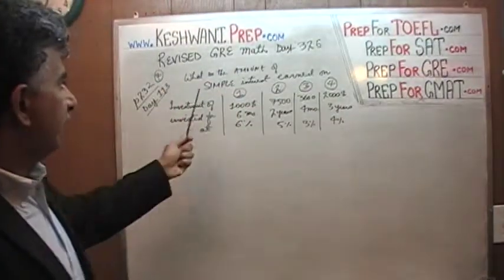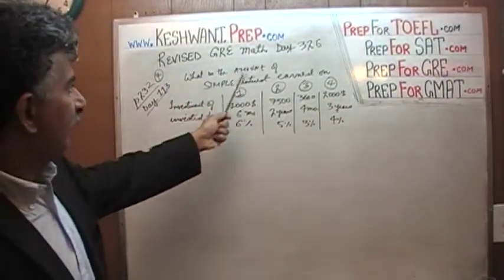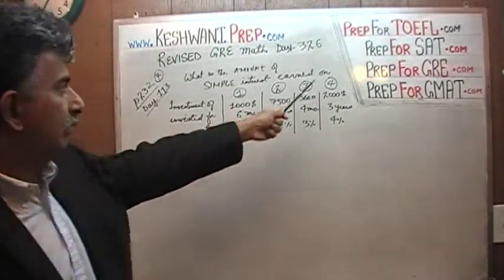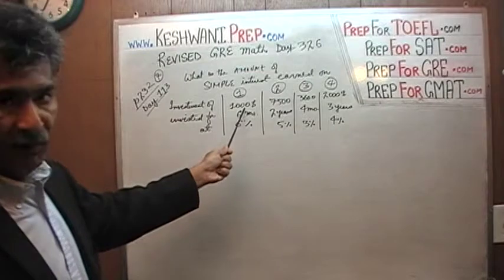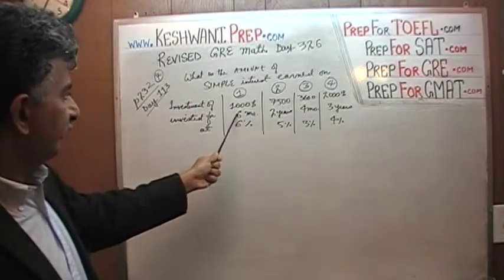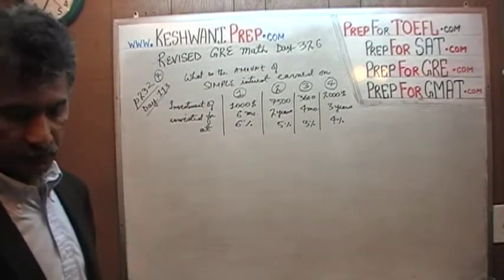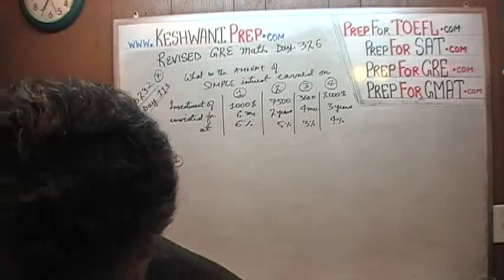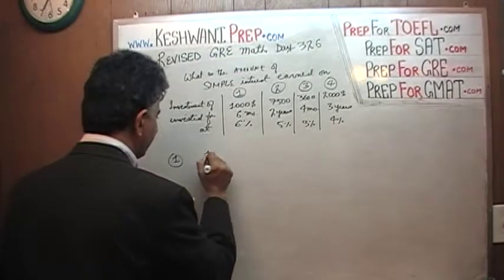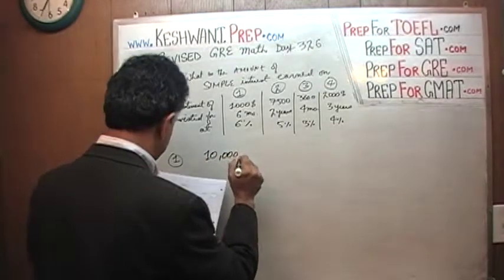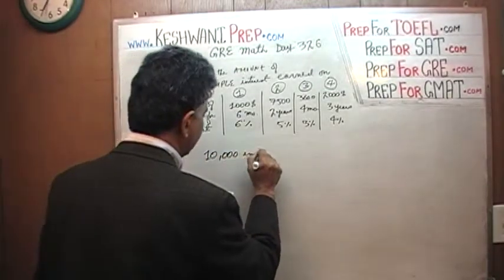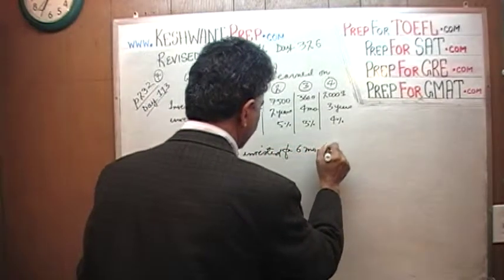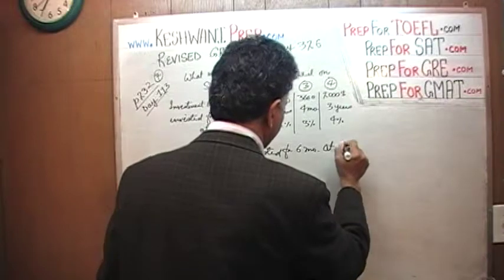So here's how the problem reads. The question is, what is the amount of simple interest earned on the investment of $10,000 that is invested for 6 months at 6%? So let's do it, shall we? So we have $10,000 invested for 6 months at 6%.